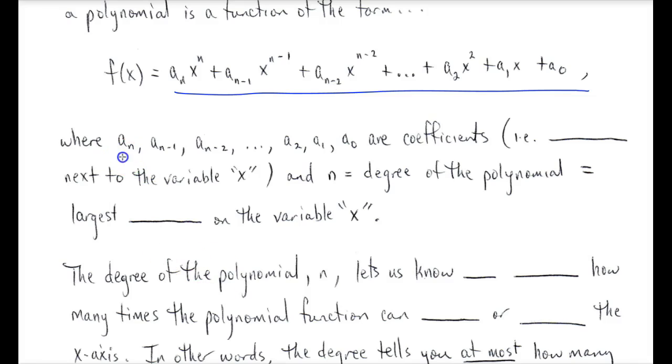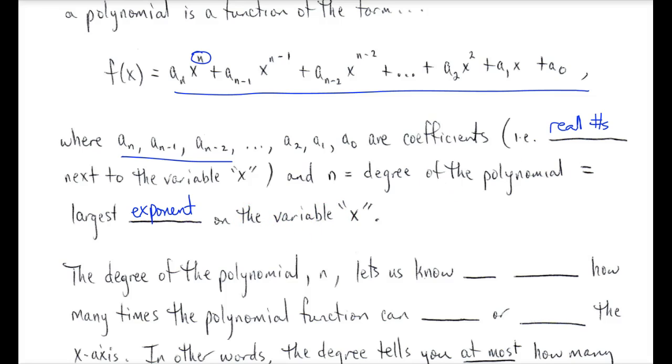And so that's why here I say every a sub n minus 1, a sub n minus 2, and so forth, are coefficients. That is to say, these are real numbers next to the variable x. And n here, which is the exponent that's here, is the largest or highest exponent on the variable x.